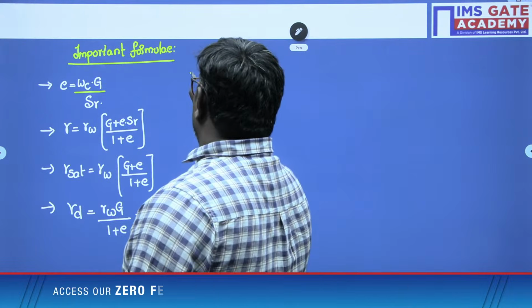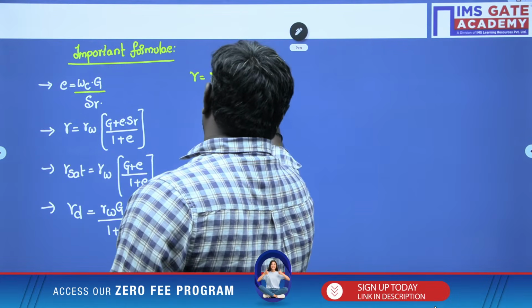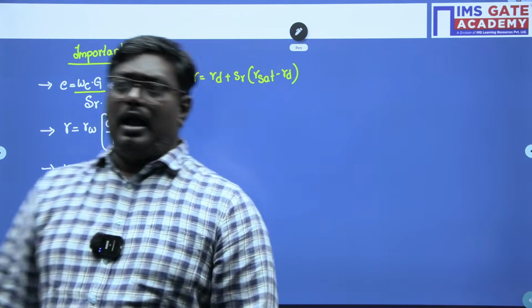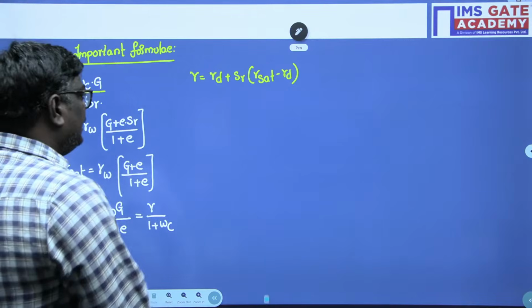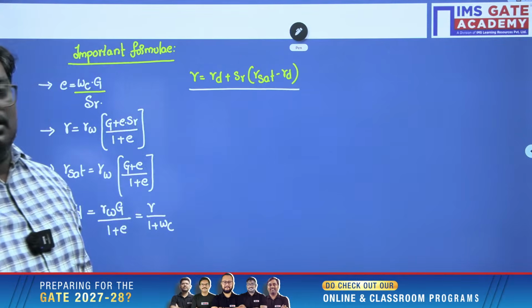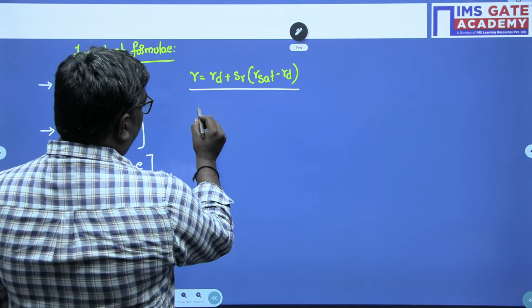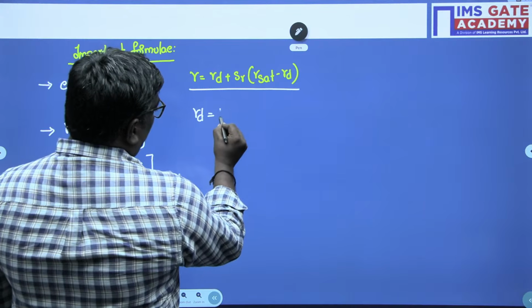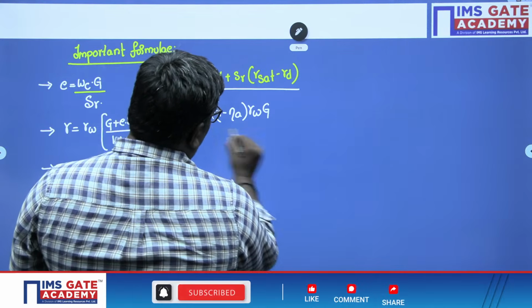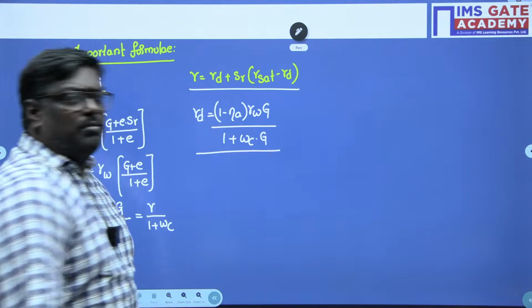And we also have gamma is equal to what, sir? Gamma D plus SR into gamma sat minus gamma D. Okay. And here if you see, this is gamma, sir. So this is gamma D, right, my dear students? Similarly, gamma D can also be written as 1 minus Na into gamma W G upon 1 plus water content into G. Okay, sir. This is the compaction formula you will get.